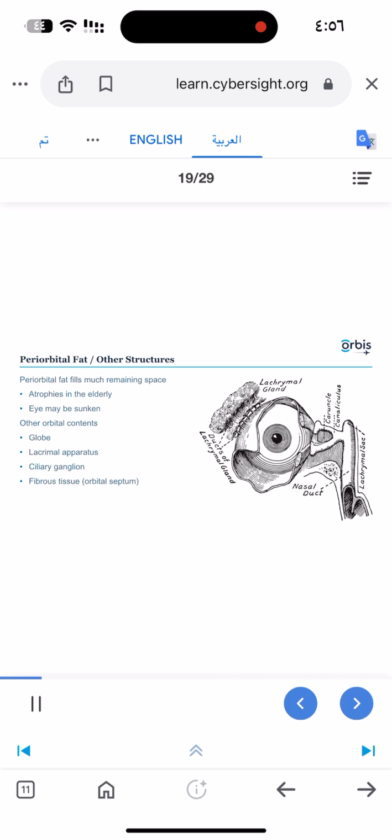Periorbital fat fills much of the remaining space within the orbit. This fat atrophies as we age and is why eyes can appear more sunken in the elderly. In addition to the fat, the orbit contains the eye or globe, which we will cover next, the lacrimal apparatus, the ciliary ganglion, which is effectively the junction box for the sensory innervation of the eye, and the fibrous tissue that supports the eye.